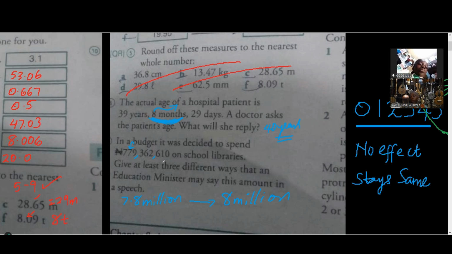Now, you can also round it up to maybe four significant figures. So that means it's going to say they need 779,400,000 naira. Okay. With that, the estimate will still be okay for the project. Otherwise, it will be off.